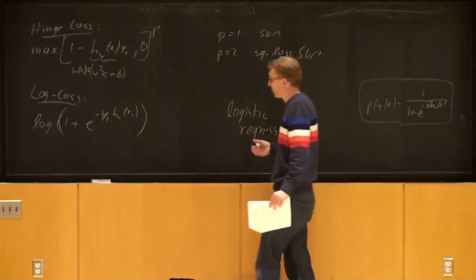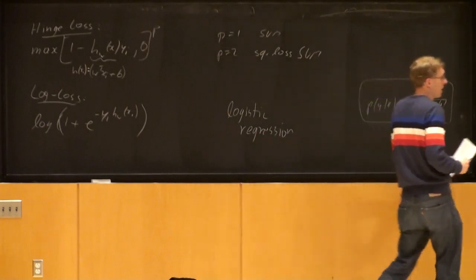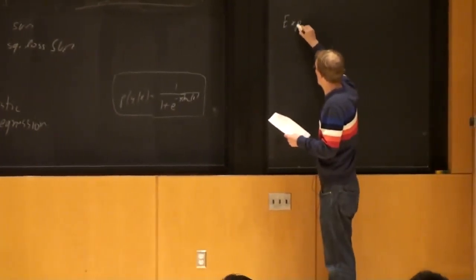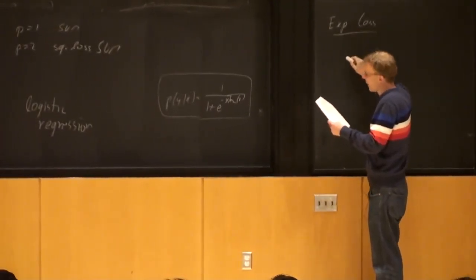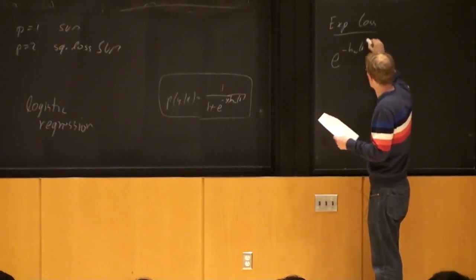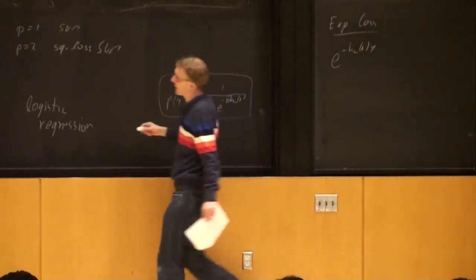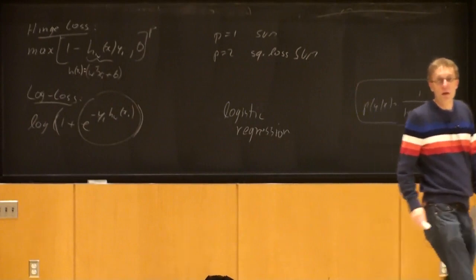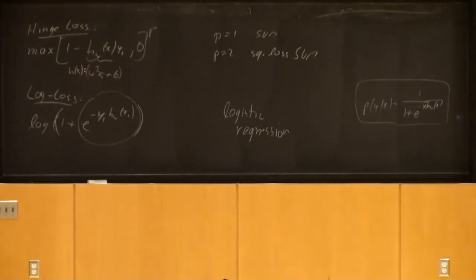All right, let me show you two more. Maybe I draw here. One is the exponential loss. The exponential loss is just e to the minus hw of x times y, which is exactly what's inside the log here. We will visit this. It is a big part of the algorithm called AdaBoost, which is one of the most popular machine learning algorithms. It has some very nice properties.